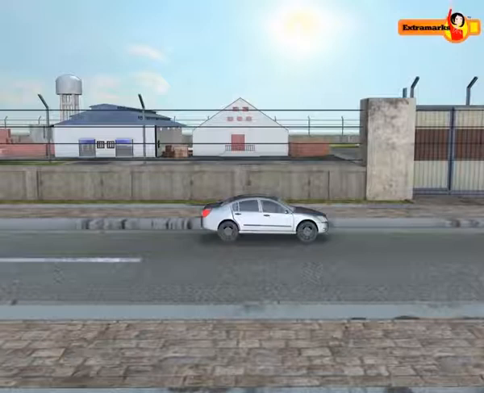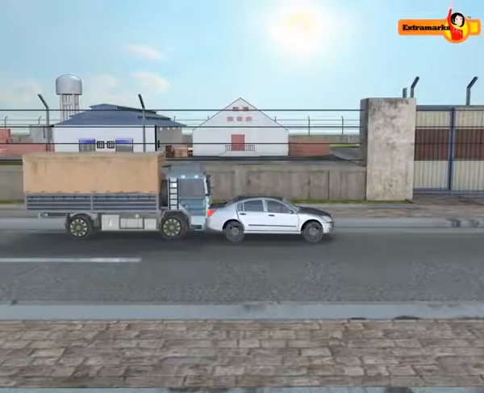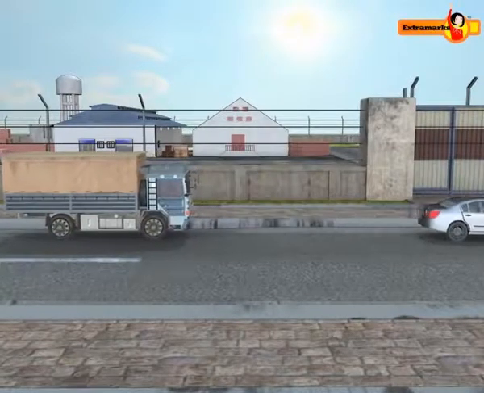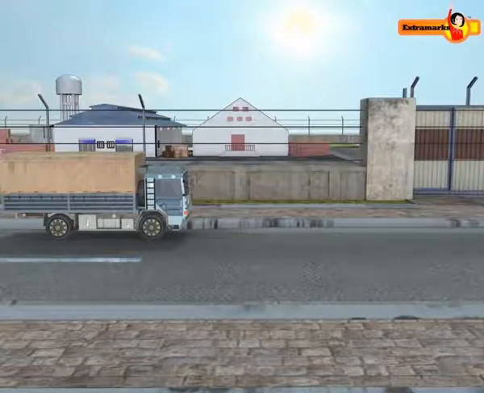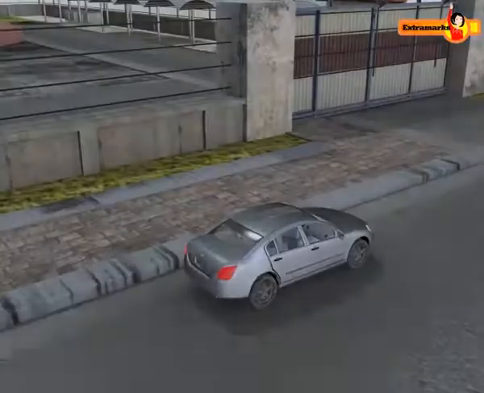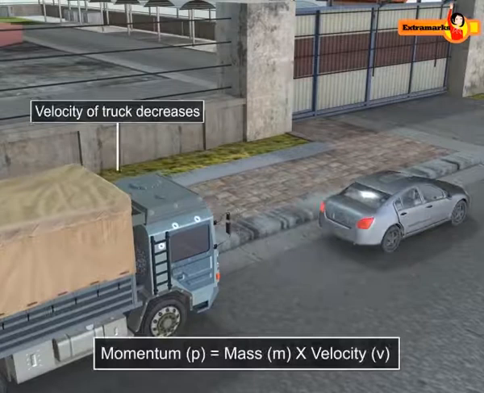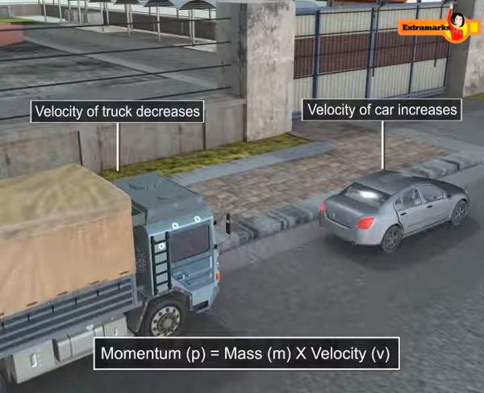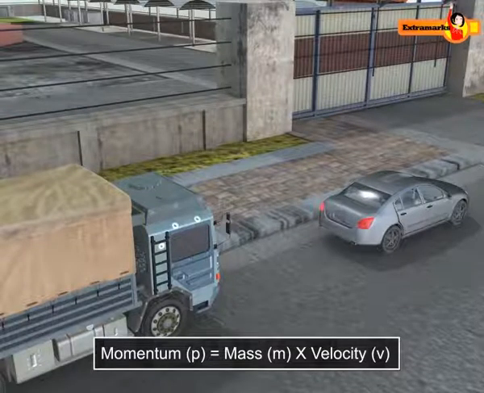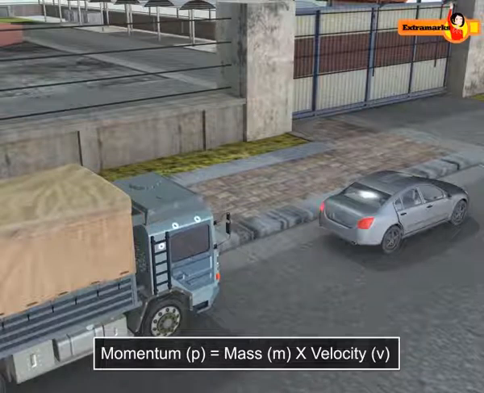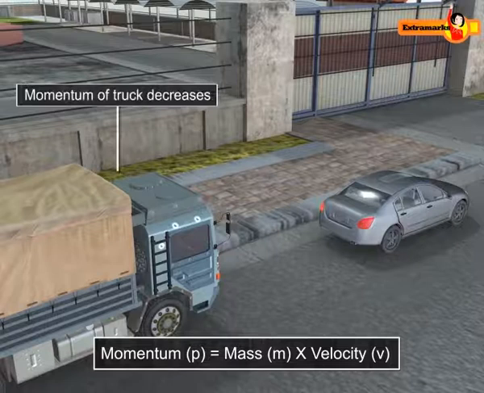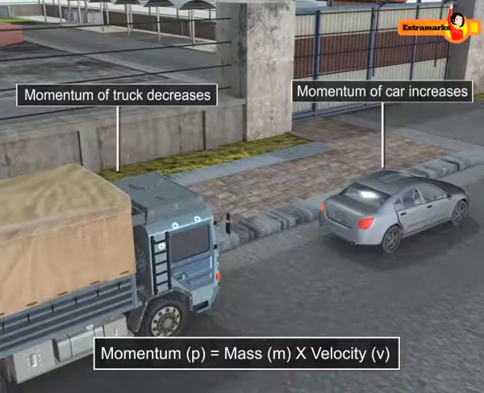You must have observed that when a speeding truck strikes a stationary car, the car starts moving in the direction of force applied by the truck. In this case, the velocity of the truck decreases and the velocity of the car increases. As we know that momentum depends upon the velocity of the given object, a change in velocity will bring in the change in momentum. As a result, momentum of the truck decreases and the momentum of the car increases.